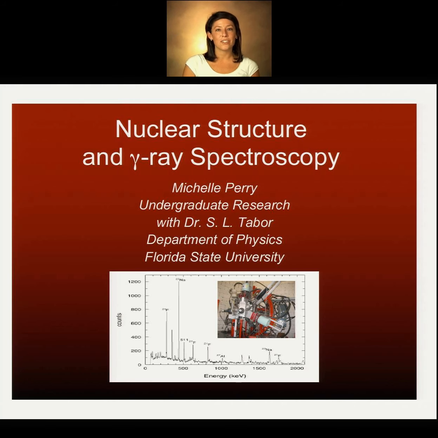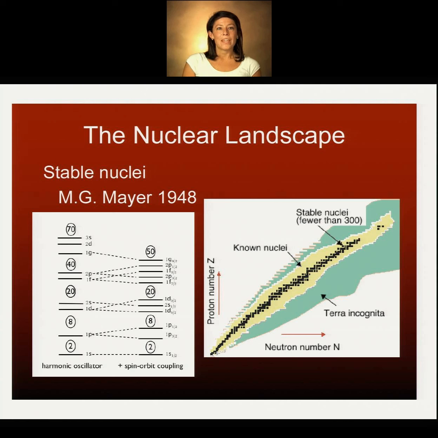In 1948, Maria Goeppert-Mayer realized that nuclei exhibit shell structure similar to the atomic orbitals, and with a strong spin-orbit coupling term added to the textbook example of a harmonic oscillator, the magic numbers seen in nuclei are reproduced. Now this model holds for stable nuclei, which are represented on the plot on the right by the black boxes.